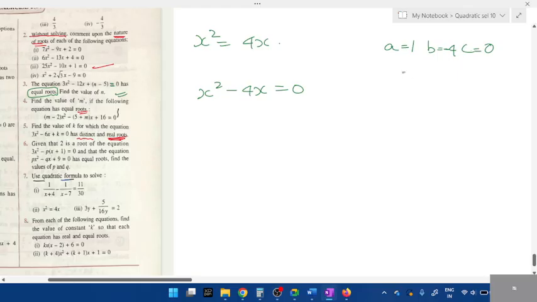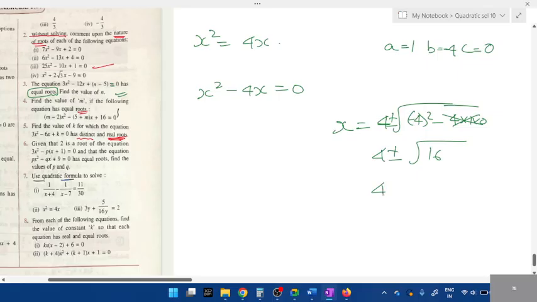Okay. Other things you can complete. So we move on to the next one. So for example, you will get it like this. x is equal to minus into minus is plus 4, plus minus square root of b square, which is 4, minus 4ab. 4 into 1 into 0. So this entire thing will get cancelled. You get plus minus square root of 16. What's the square root of 16? You get 4. Okay, your calculation should be like this.